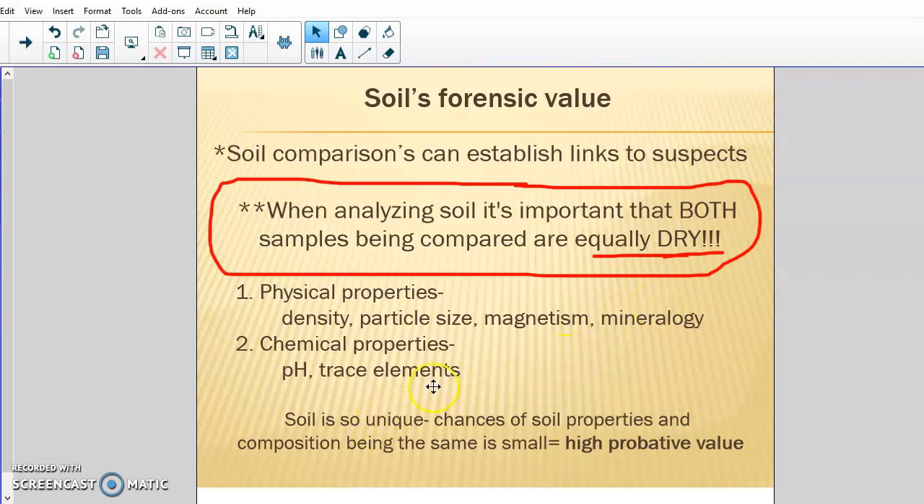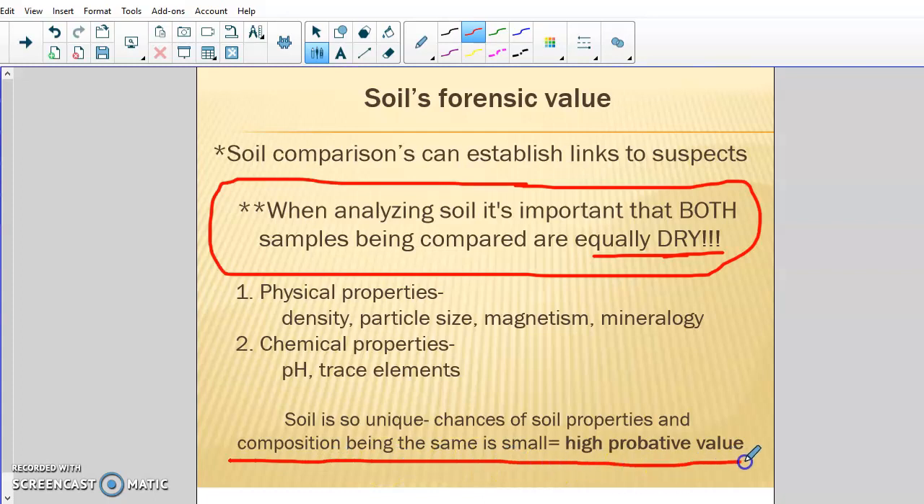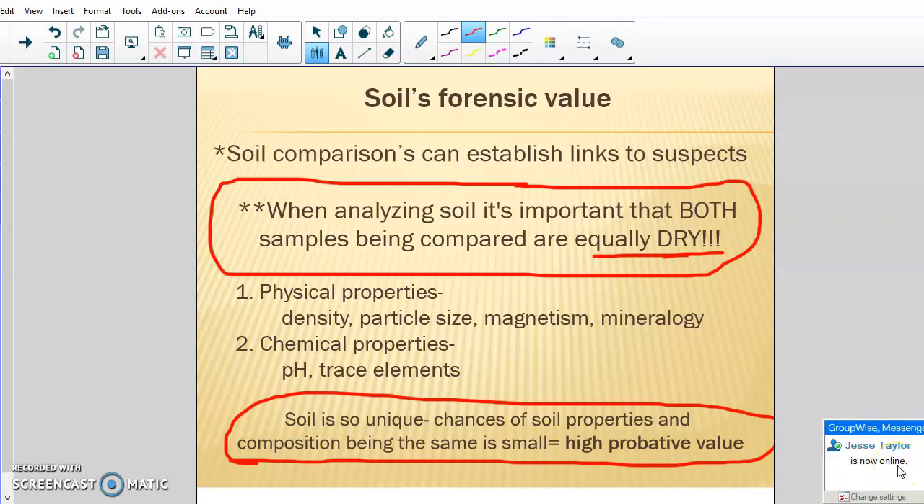Soil is so unique that the chances of soil properties and composition being the same is so small that it has really high probative value in court. You're going to want to write that down as well. Because soil has such unique consistencies, because so many different things go into it, the chances of your truck driving through red dirt, like Sedona area dirt, anywhere else in the state of Arizona or the West Coast is so low that it would be a pretty good idea that that was where you had been.